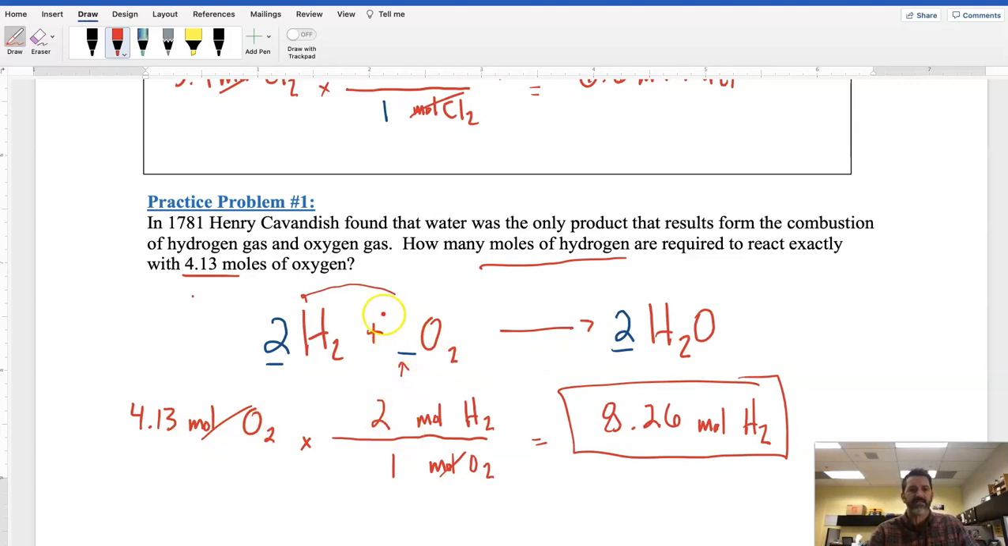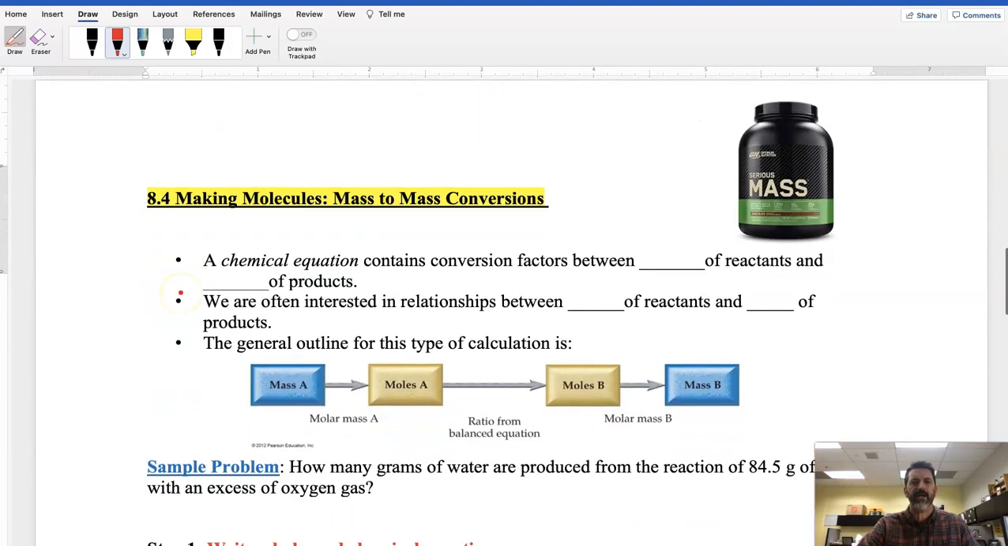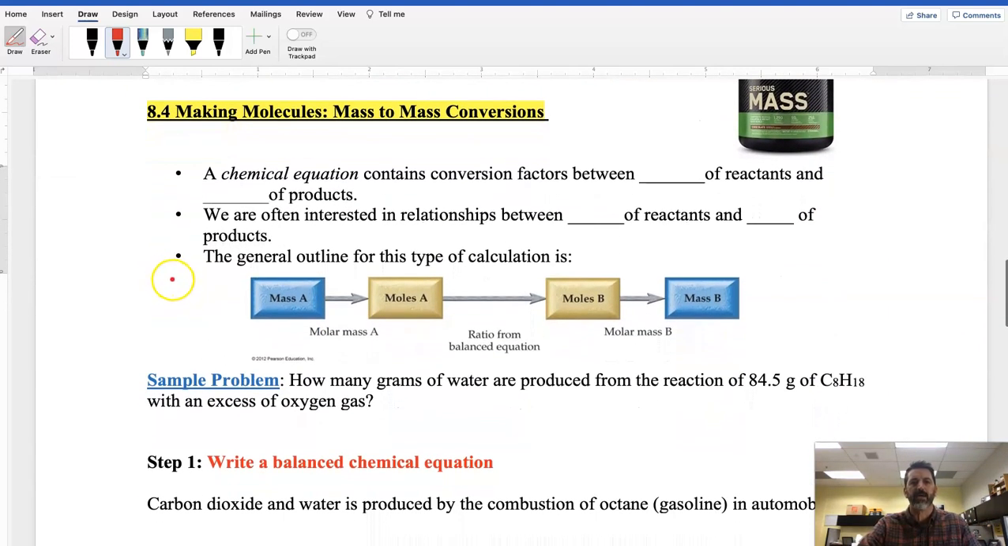It makes sense because I need 2 times the amount of hydrogen than I do oxygen in order for this reaction to take place, which it is. So that makes sense. I could also calculate how much water I'm going to make, but it didn't ask me to do that. All right, so that's mole calculations.